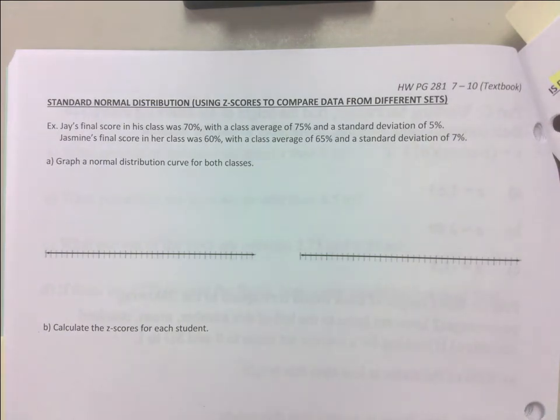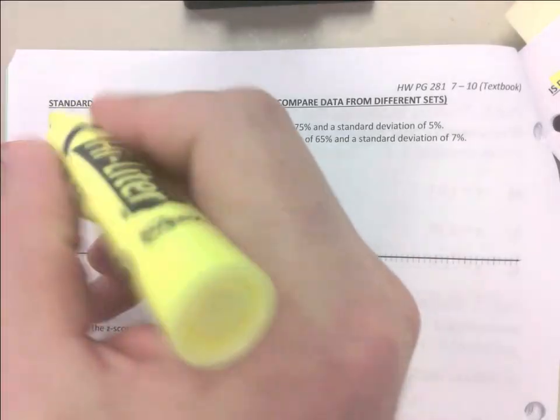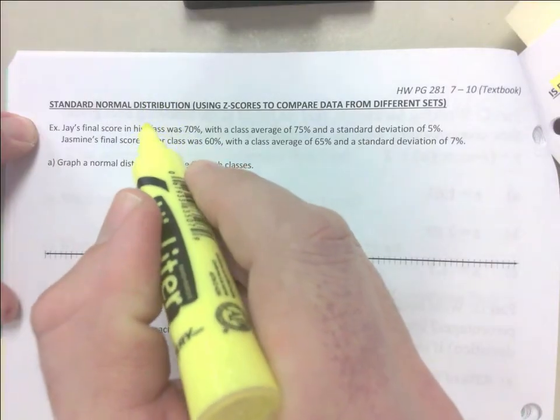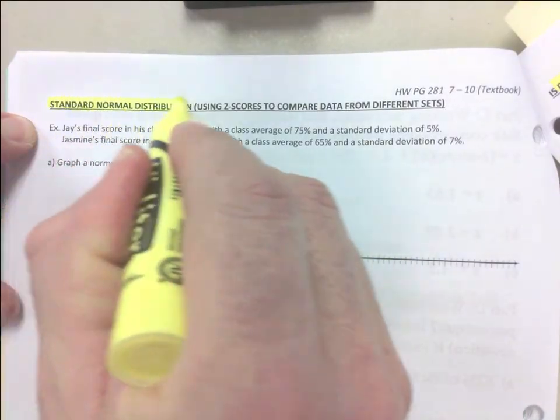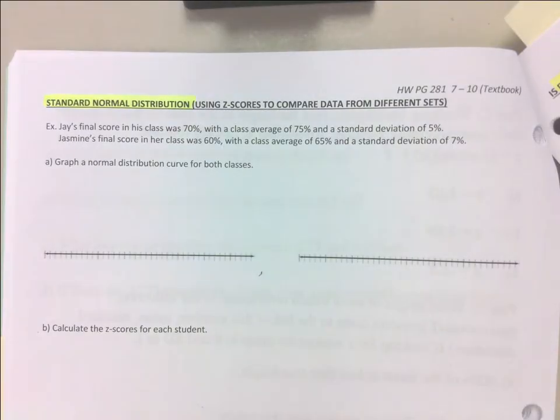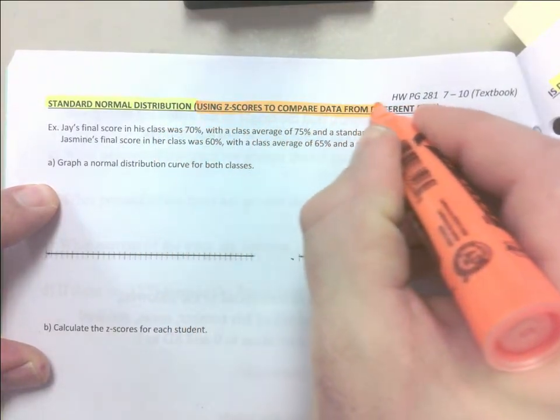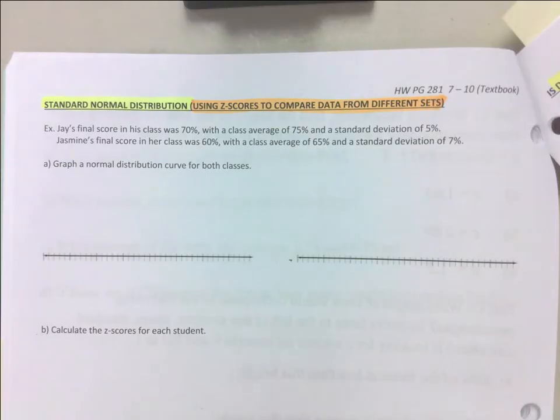Now you're gonna see why we do z-scores. Why do we calculate the z-scores of something? Okay. So we used to only talk about normal distribution. Now we're gonna introduce standard normal distribution. And what does that entail? Okay. We're gonna use z-score to compare data from different sets.